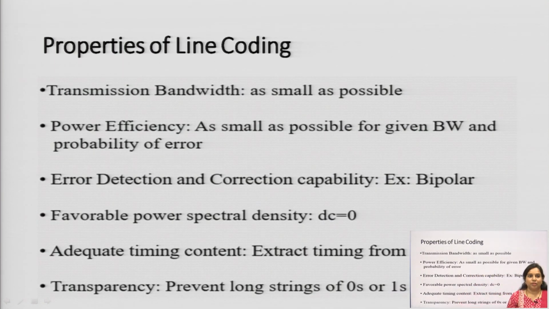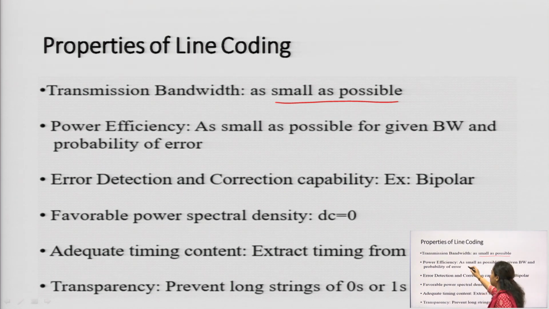Next is the properties of line coding. Before we discuss the different types of line coding, we have to see what the properties are. Transmission bandwidth should be as small as possible, because bandwidth is the main criterion whenever we consider anything related to the channel. Lesser bandwidth is always required, because the requirement of internet is increasing day by day. The number of users is increasing, and in the last 2 years after the pandemic, internet use has increased. So the bandwidth used for any operation should be as small as possible, so that a larger number of users can use a single bandwidth.